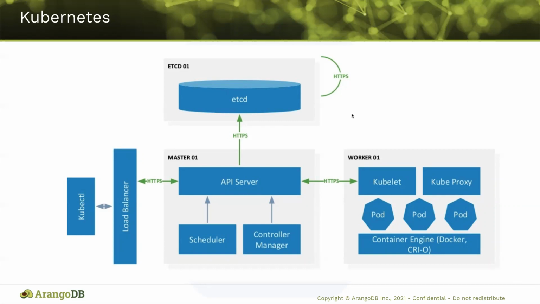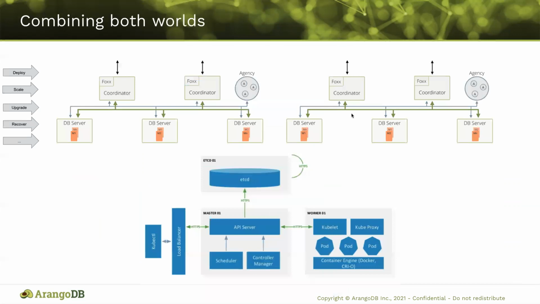Now, obviously, it's a challenge. How can we combine that? So how can we run one or multiple ArangoDB clusters on top of Kubernetes? And keep in mind, it's not the only challenge to deploy a cluster, but you want to keep it running over time. So scaling, upgrading, recovering from errors, etc.